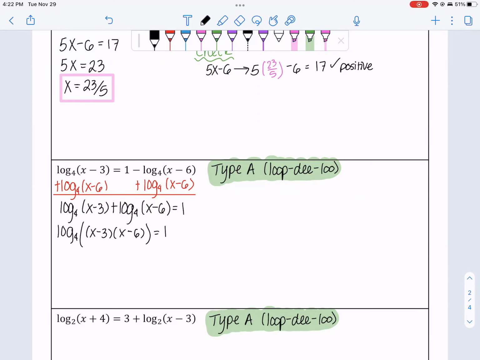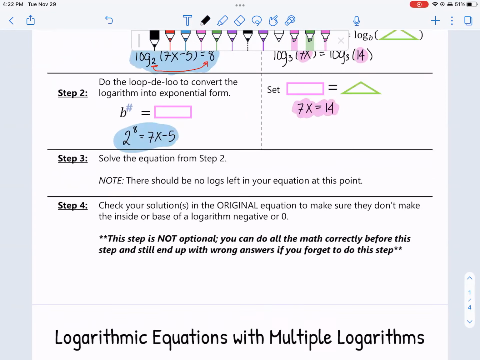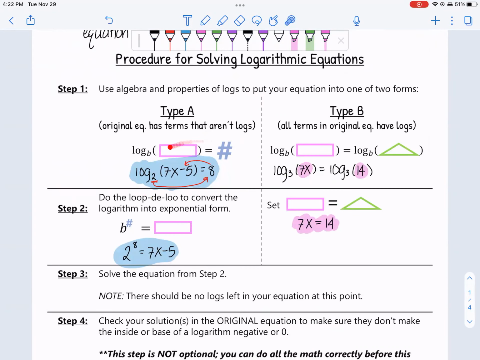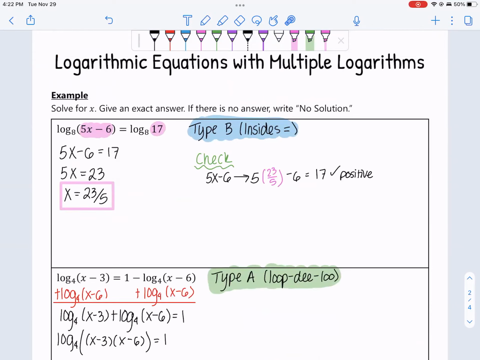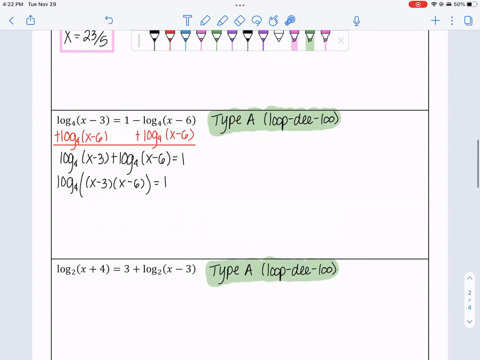And now it's time to loop-de-loop because we have log equals a number. That's what this is saying. Make it into log equals a number. So we're starting at the base, across the equals, back again. We get 4 raised to the first power is equal to x minus 3 times x minus 6.